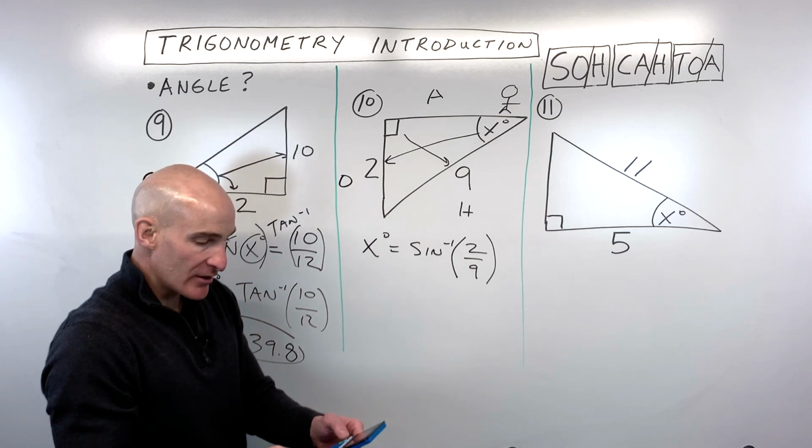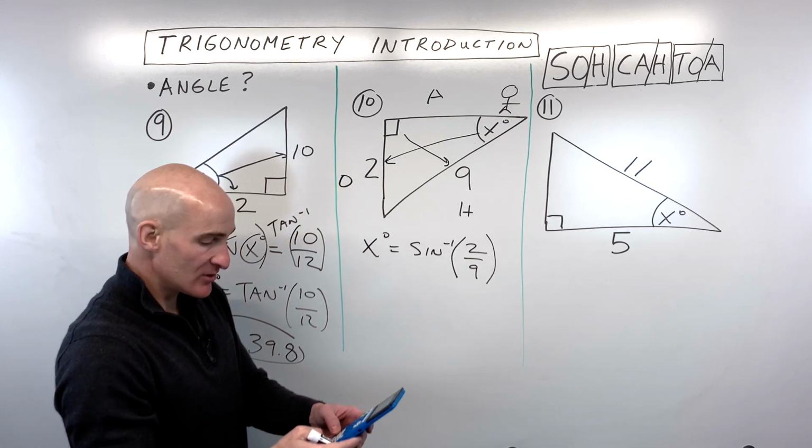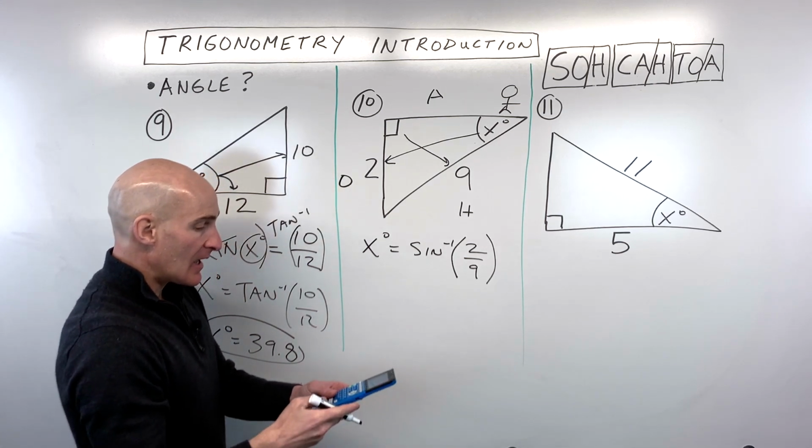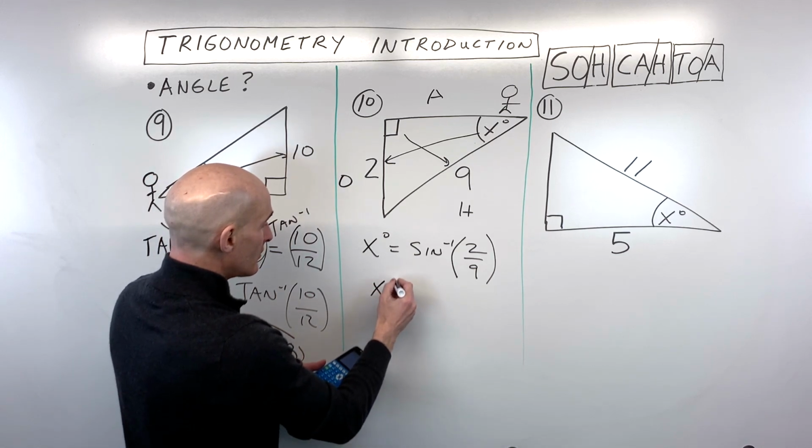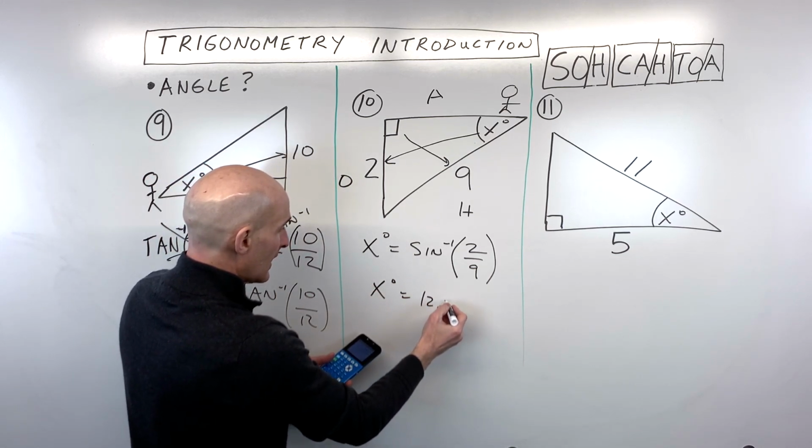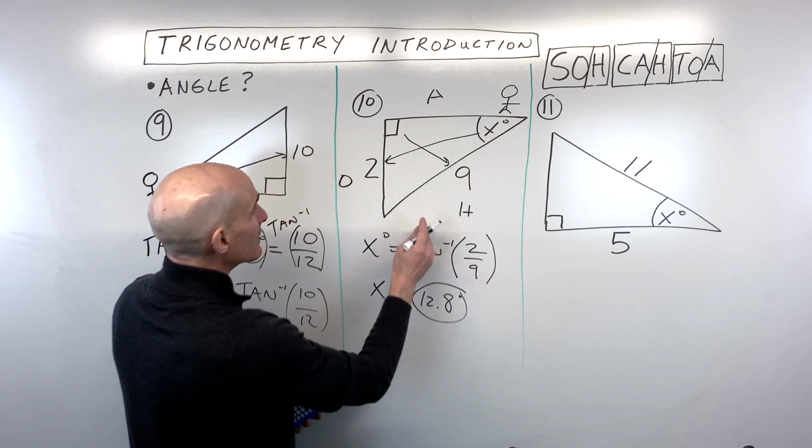Again, we're going to go to the calculator, I'm going to press the second key, sine inverse of 2 divided by 9, and I'm getting about 12.8 degrees. Okay, that's this angle right here.